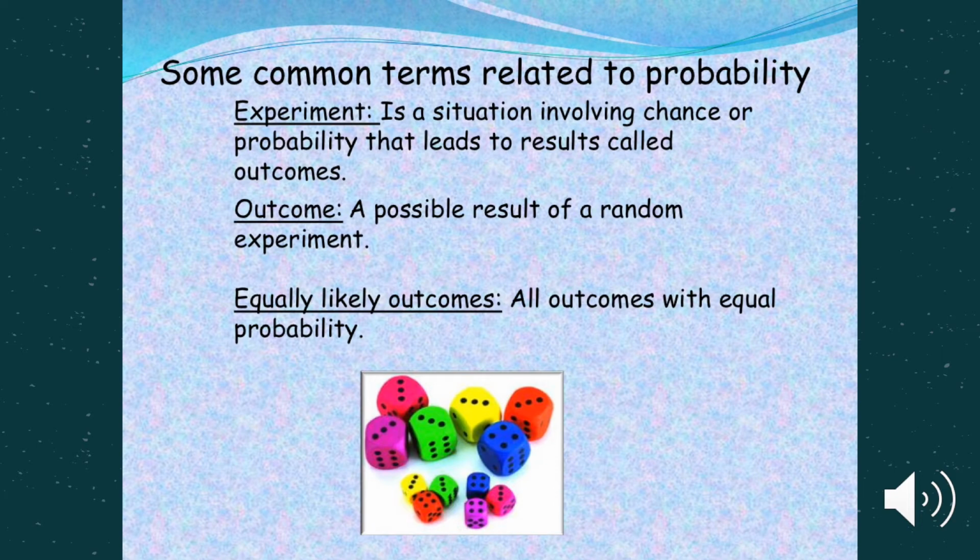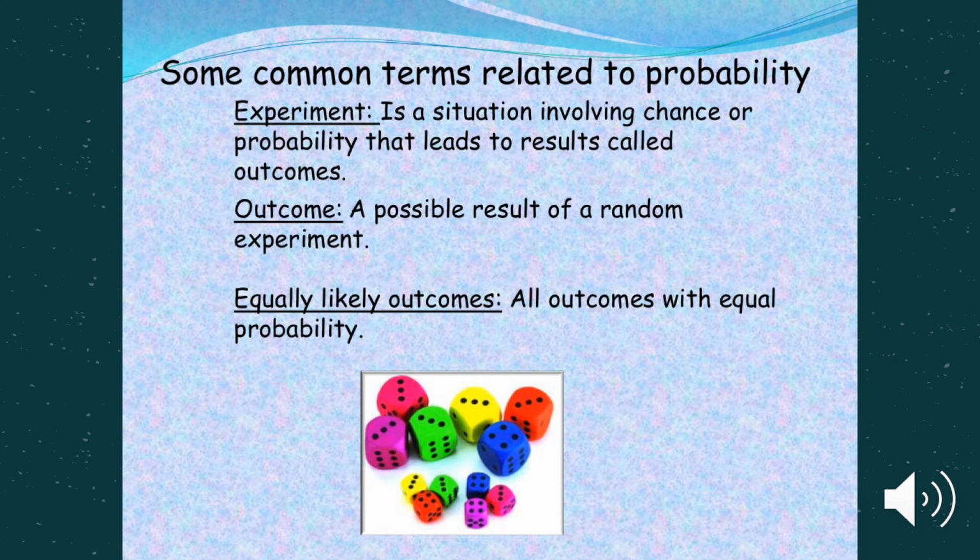Outcome means a possible result. Okay, outcome means a possible result. Means when you throw a coin, what you get, that is your result. When you throw a dice, what you get, that is your result. So all these are called outcomes.